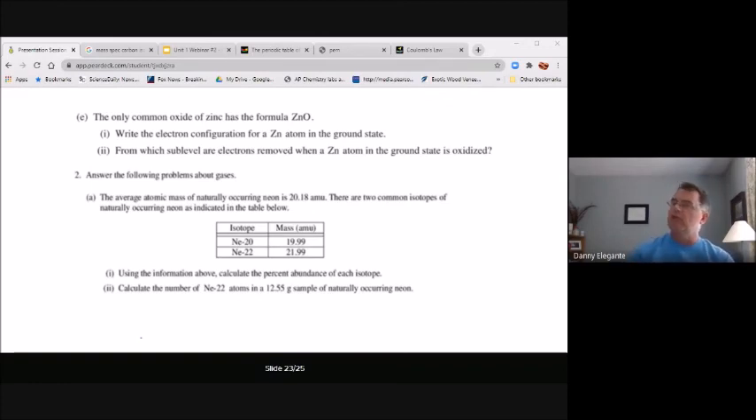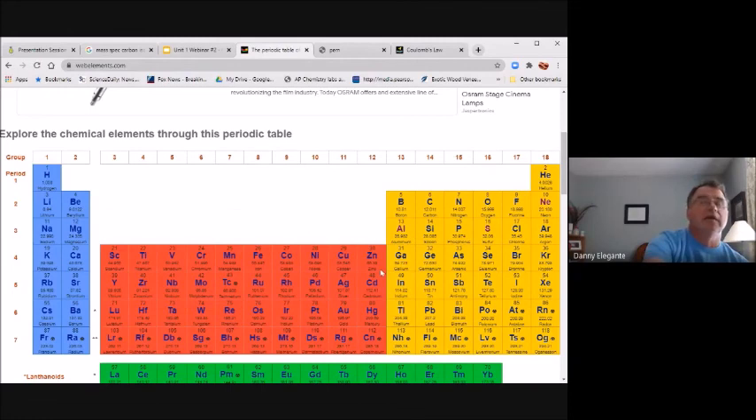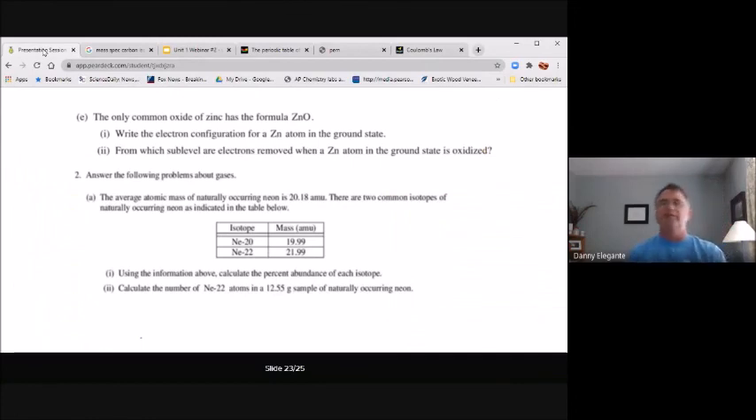So you would go over to your periodic table. You would look up and say, oh, zinc has 30 electrons. And so I would start and I would go 1s2, 2s2, 2p6, 3s2, and so on. And so you would get the electron configuration. That's worth a point.